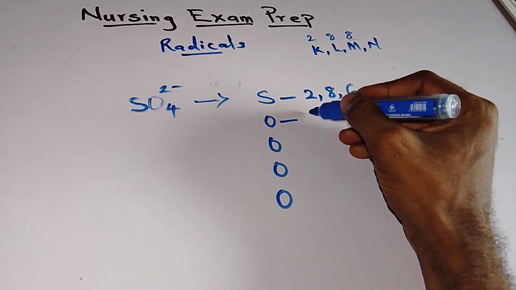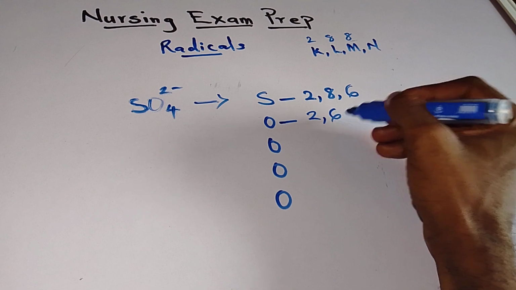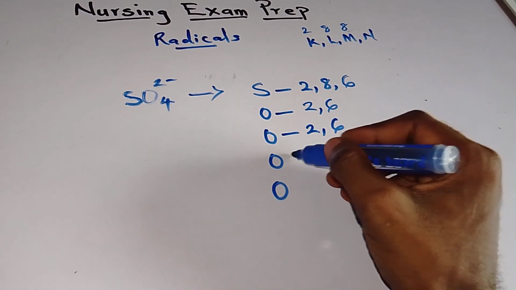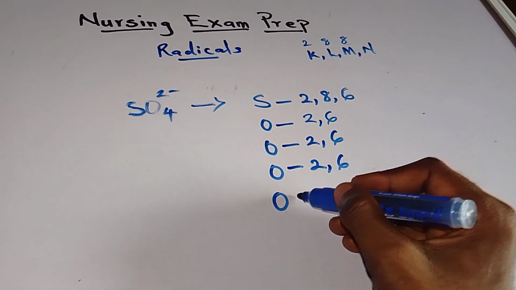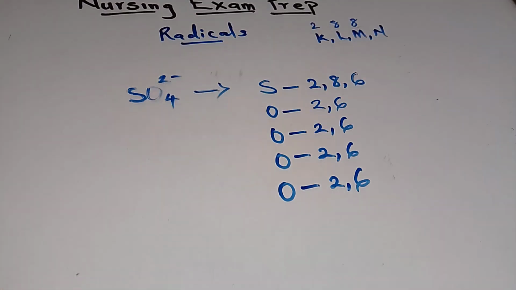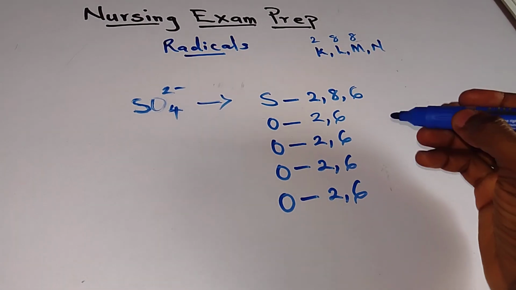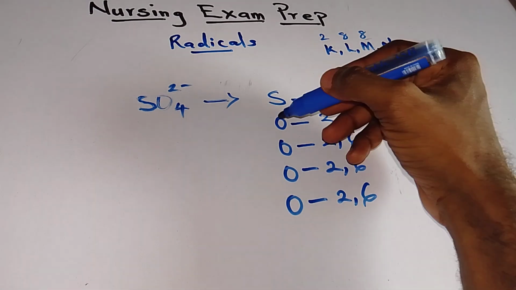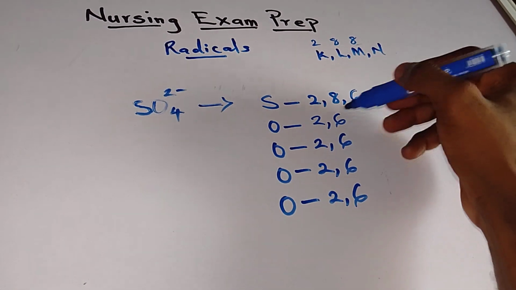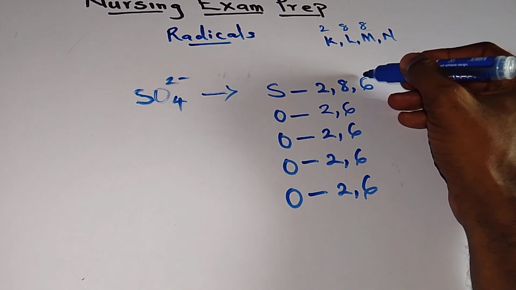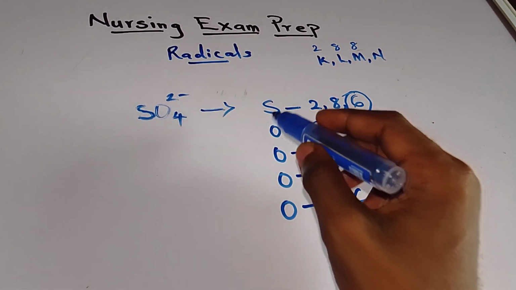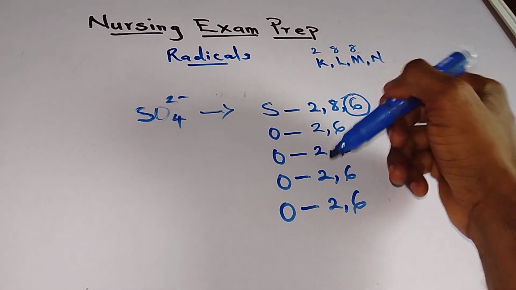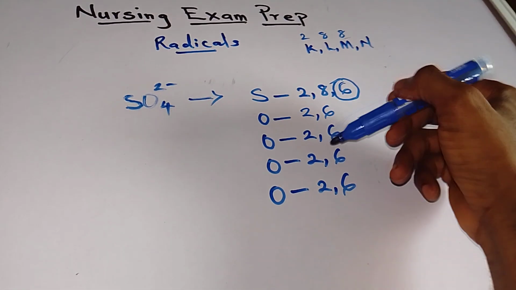Then we configure our oxygen, 2 on the K shell, 6 on the L shell. The same thing here, 2 on the K shell, 6 here. 2 here and 6 here. All right, so now what do we do? Now our aim is to make sure that the outermost shells of these oxygen atoms are completely filled. So we have 6 on the outermost shell of this sulfur. So we are going to distribute these 6 to the uncompleted shells of this oxygen.